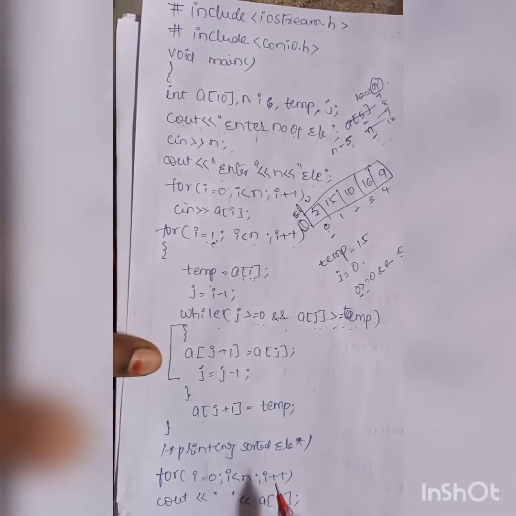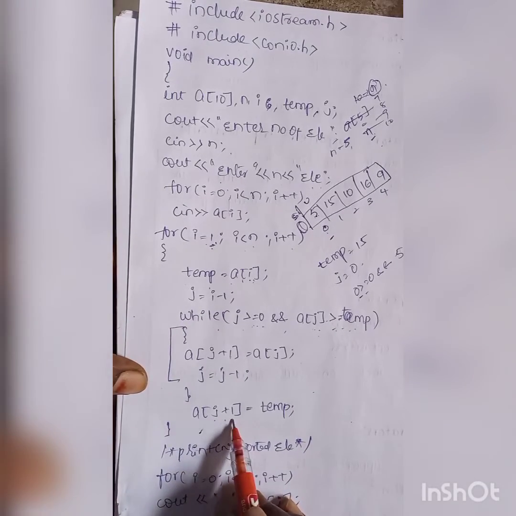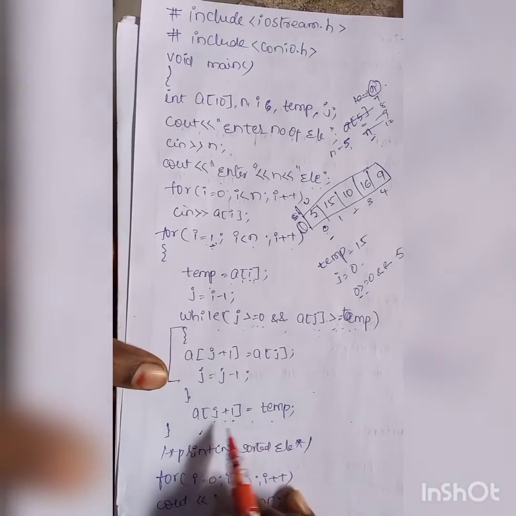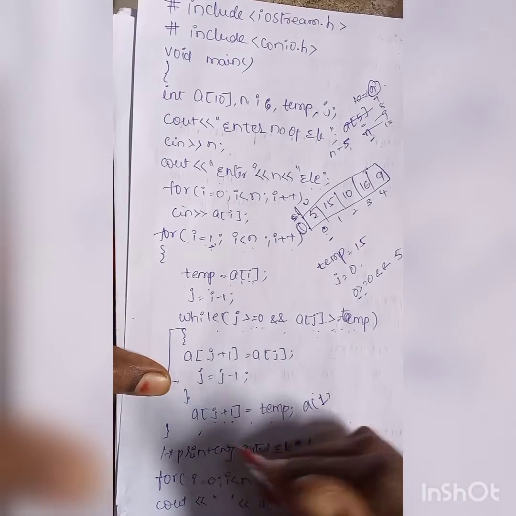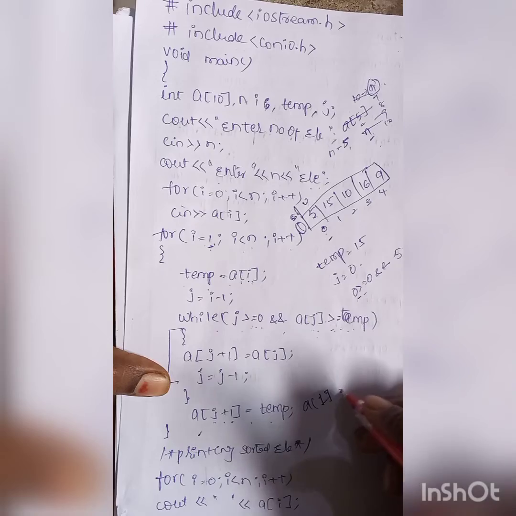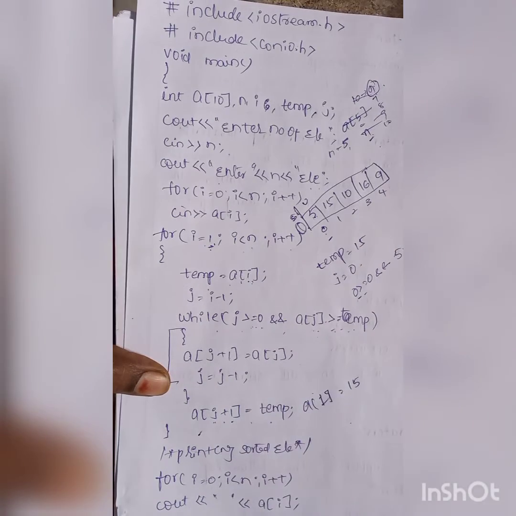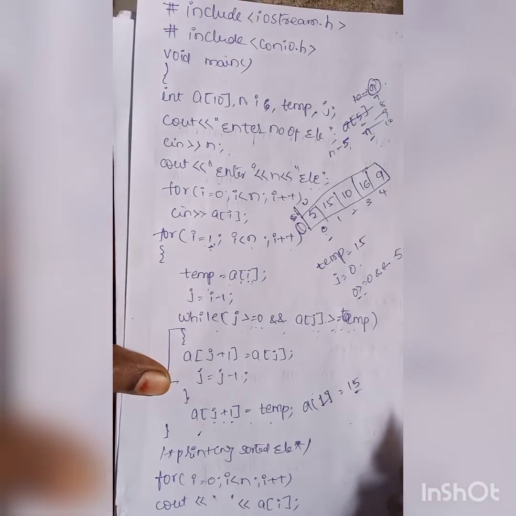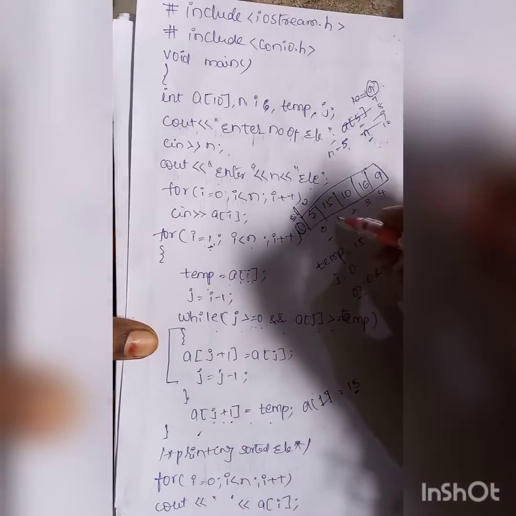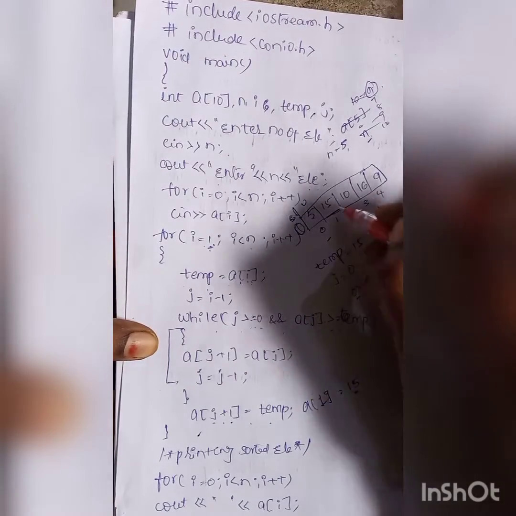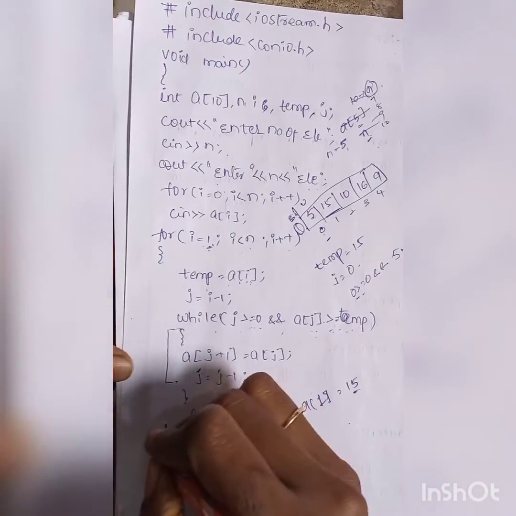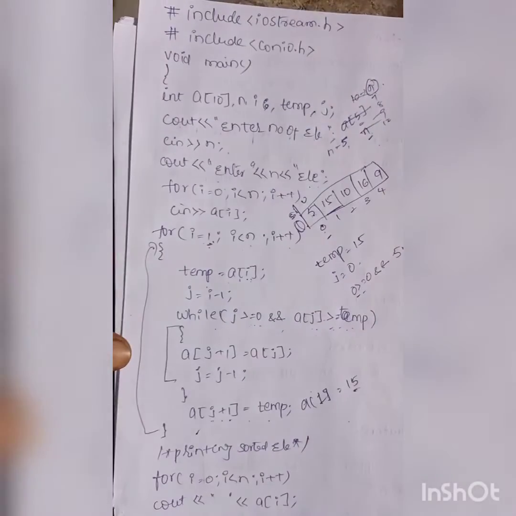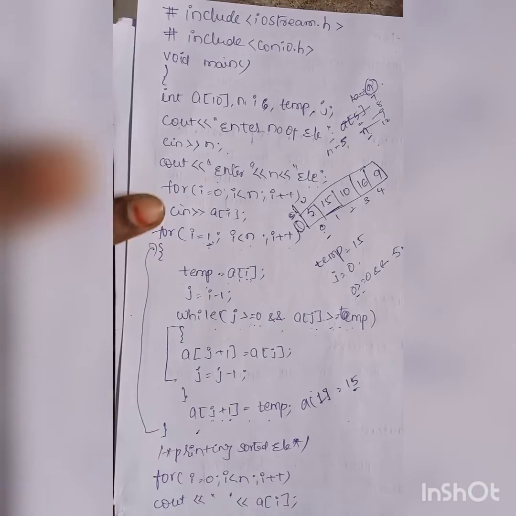Now what you are doing? A of j plus 1 is equals to temp. A of j, what is it? 0. A of 0 plus 1, that is 1. A of 1 is equals to temp. What is in A of 1? 15 as usual. Right? Already we have 15 in A of 1. Again you are running this complete code in the for loop. So control moves back to this location.